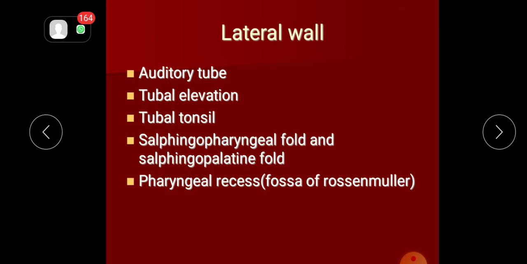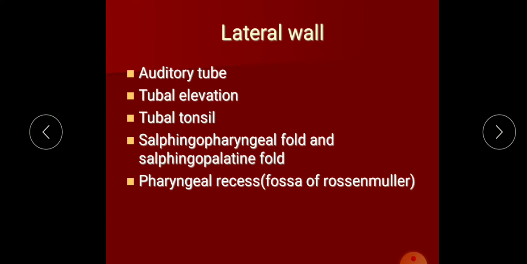One more thing you have to add here is, just behind this tubal elevation you find a small fossa, and that is what is termed as fossa of Rosenmuller. Why this fossa of Rosenmuller becomes important is, that is one of the very common sites for a nasopharyngeal carcinoma. So this much features in the lateral wall you can remember. What are they? One, auditory tube, tubal elevation, tubal tonsil, salpingopharyngeal fold, salpingopalatine fold, and fossa of Rosenmuller.